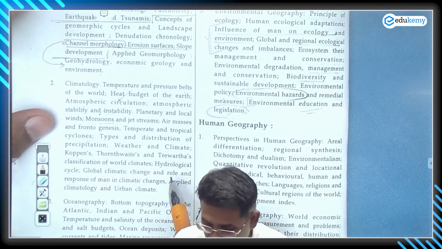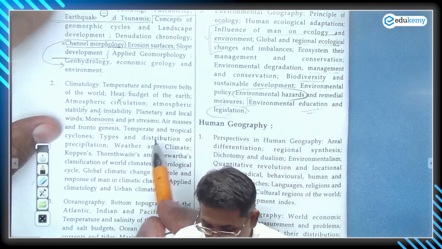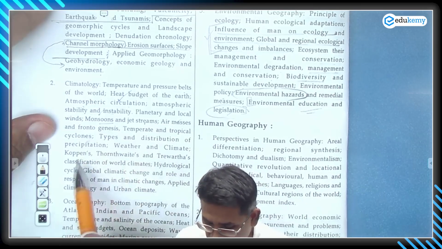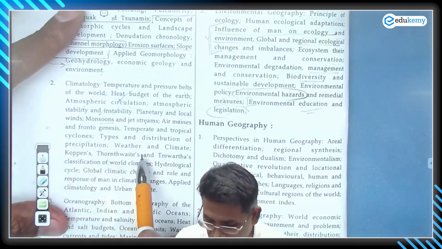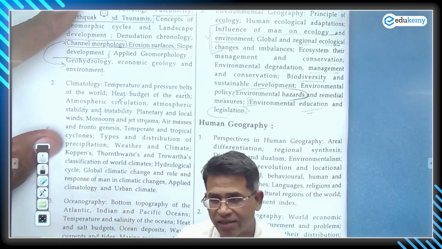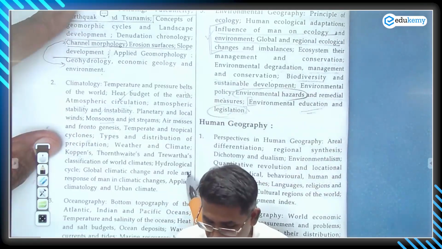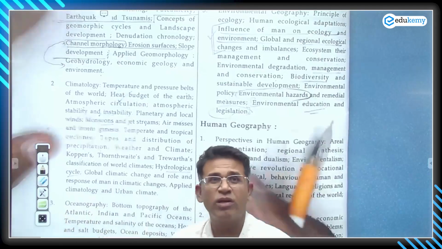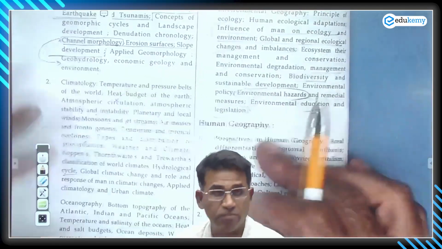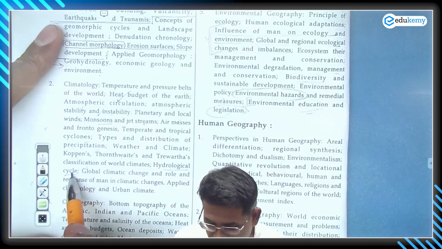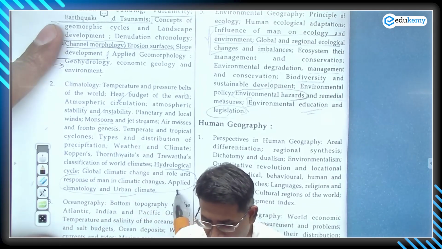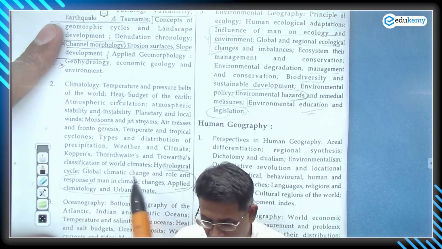The bulk of the questions are from the second part. Jet streams, air masses, cyclones, precipitation distribution, weather climate छोड़ो, Köppen's Thornthwaite ये आ जाता है, alternate year आ जाता है. Hydrological cycle is one topic not asked for quite some time. Okay, but they can, and this is an important area. Urban climate, applied climatology, response of man, and this.